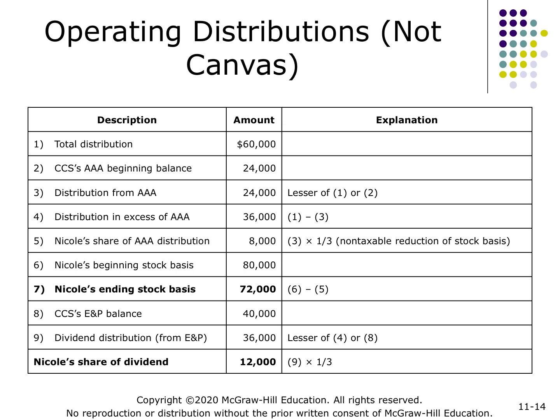So what was the total distribution? Well, the total distribution, we were told, was $60,000, right? And so their beginning balance, we were told that, was $24,000, okay? The distribution from AAA, well, if we only have $24,000 in our AAA account, we can only distribute $24,000 from our AAA account, all right? The excess distribution is the difference between those two things. And her share of this AAA distribution was then 1/3, okay?